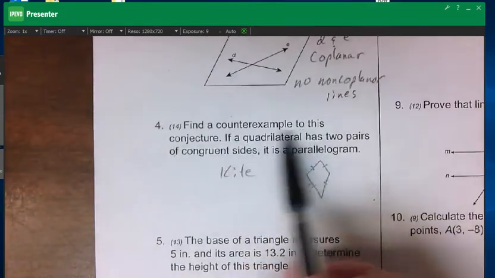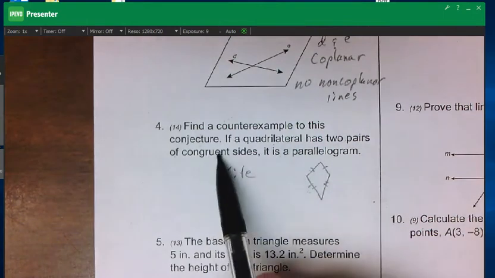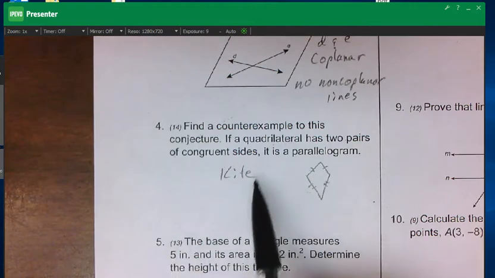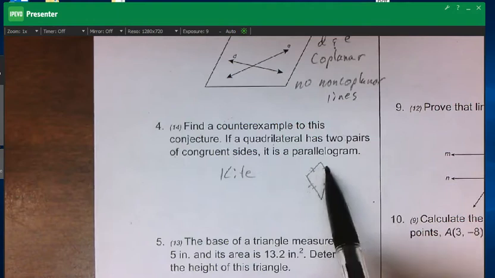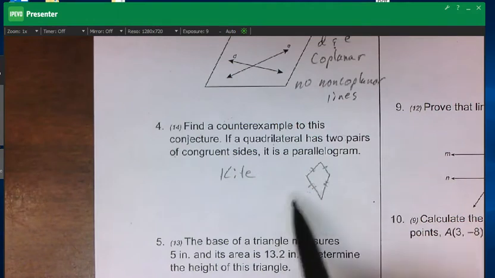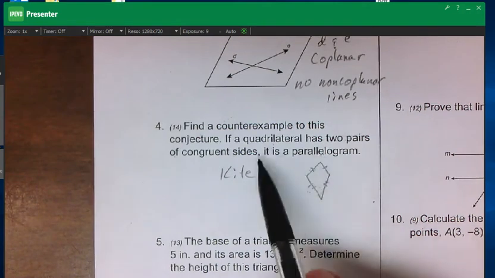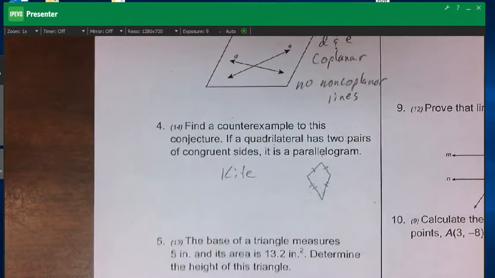4, find a counterexample to this conjecture. If a quadrilateral has two pairs of congruent sides, then it has to be a parallelogram. Well, a counterexample would be a kite. A kite has two pairs of congruent sides. These two are congruent, these two are congruent, but the kite is not a parallelogram. So that's your counterexample, a kite.